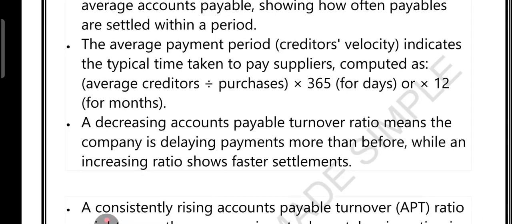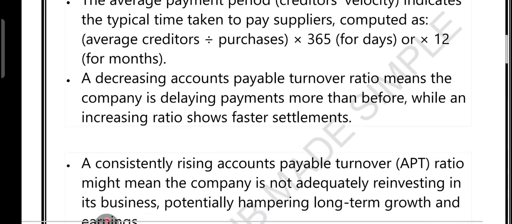There is something called trend analysis. If the creditor turnover ratio is decreasing, it means you are delaying payment more than before, and if the ratio is increasing, it means you are settling your dues faster. So paying suppliers on time builds trust and keeps operations smooth. Track this ratio to keep your credit reputation strong.